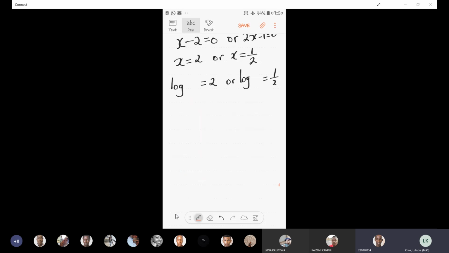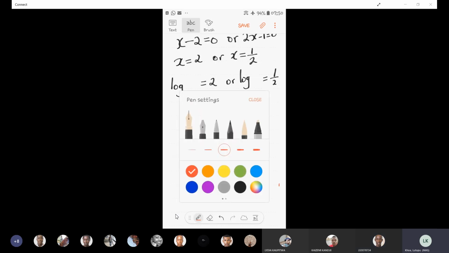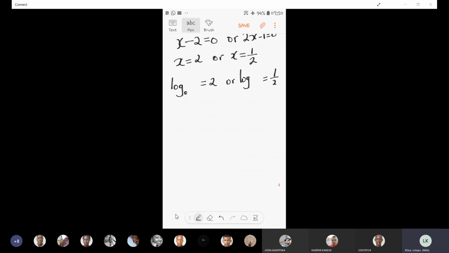So 9, it's log base 9 of y. Then here we'll have y is equal to 9 to the power of 2 if I rewrite this, or y is equal to 9 to the power of half. Okay, now it's fine. Then I have y is equal to 81, or y is equal to 3.